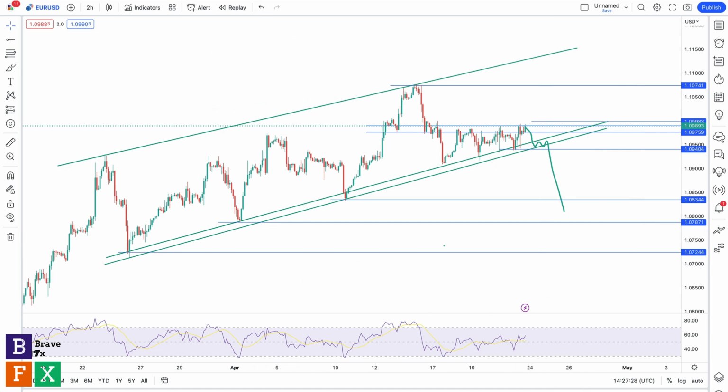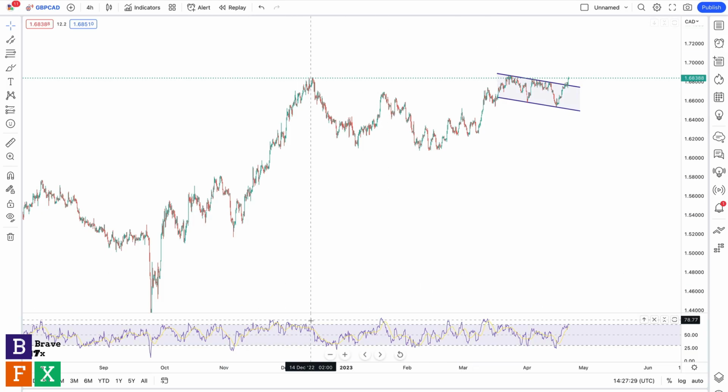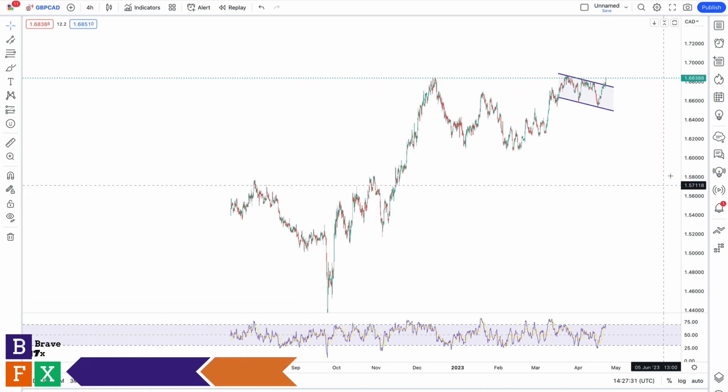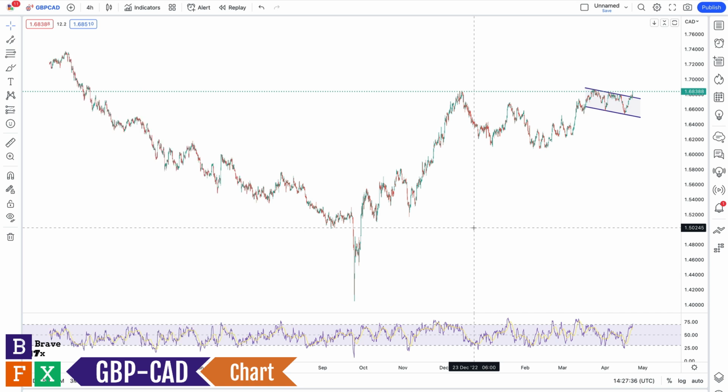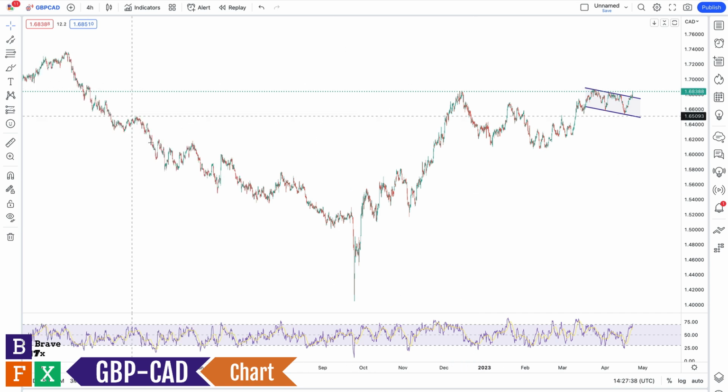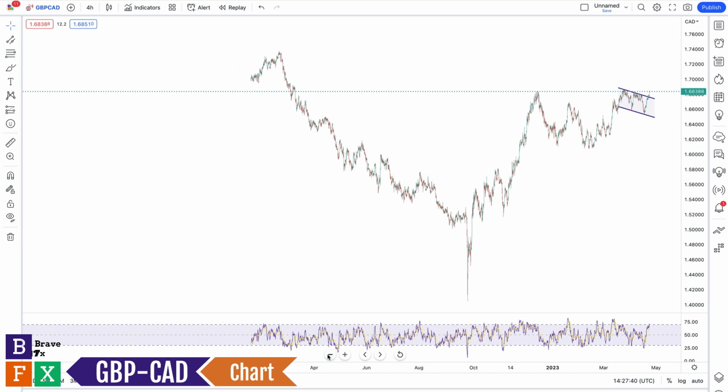Moving on, we're going to talk about GBP-CAD. I rarely talk about minor currency pairs, but this looks interesting, so that's the reason why I want to briefly talk about it. So this is the 4-hour chart on GBP-CAD. Yeah, so GBP Canadian dollar.